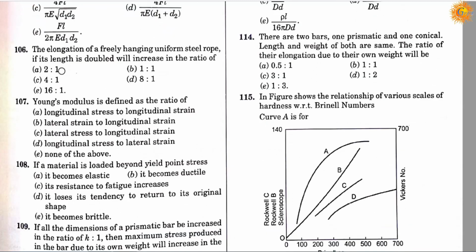Question number 106. The elongation of a freely hanging uniform steel rope, if its length is doubled, will increase in the ratio of: option A 2 raised to 1, option B 1 raised to 1, option C 4 raised to 1, option D 8 raised to 1, and option E 16 raised to 1. Correct answer is C. It will be 4 raised to 1.